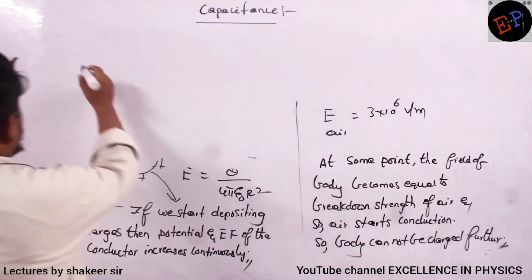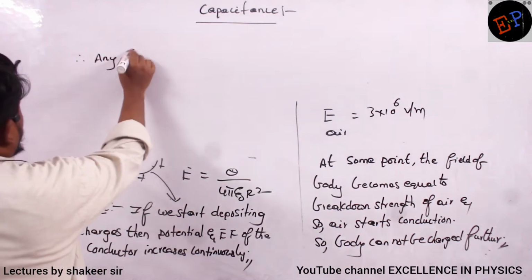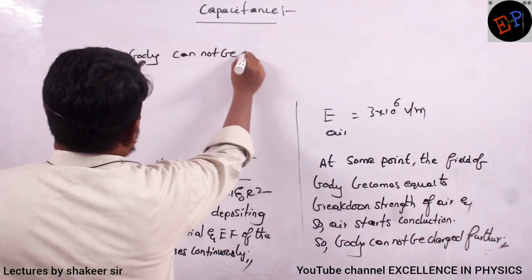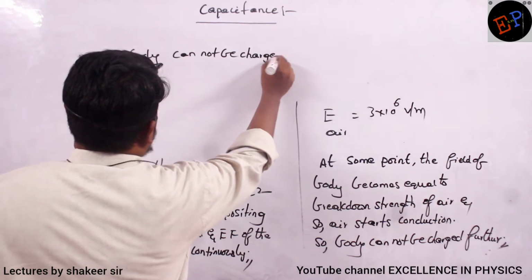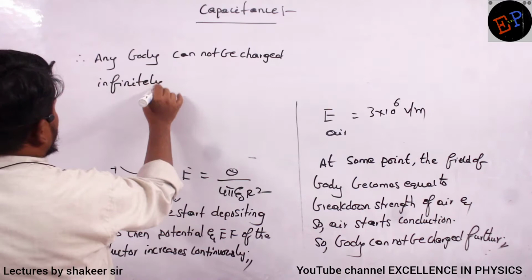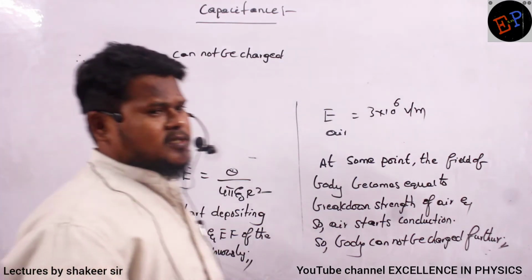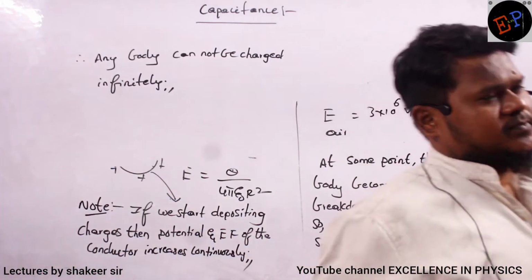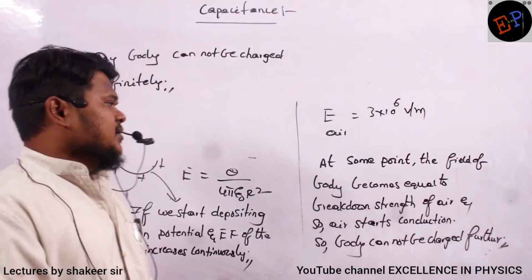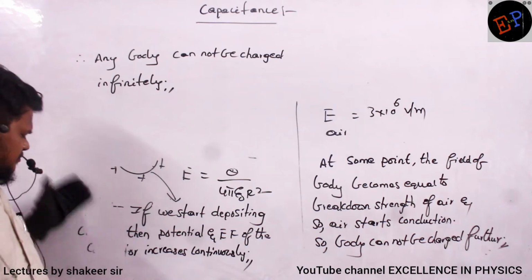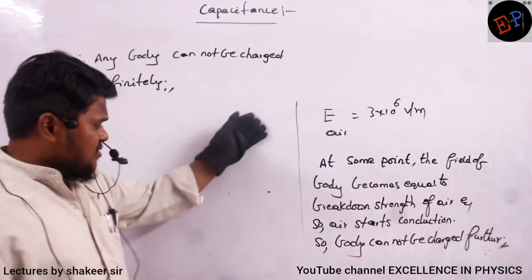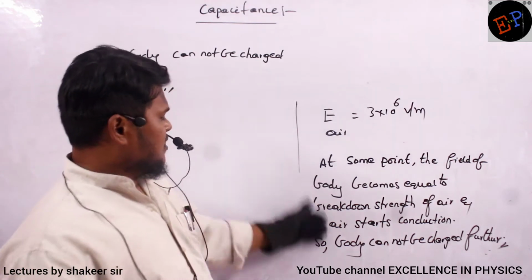therefore, any body cannot be charged infinitely. Okay, ma? Infinite charging of a body is not possible. We can charge a body only up to a certain limit. Okay? So always there is a limit of charging bodies. Clear? If there is no limit of charging bodies, we are very intelligent people.